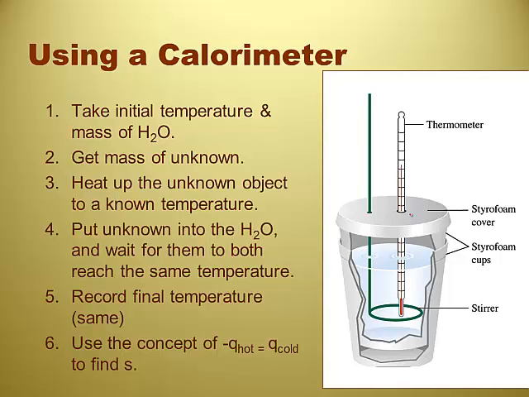Now that might sound tricky, but if you place the object in boiling water and leave it in there long enough, you know it's going to be about 100 degrees Celsius. Because if it's in boiling water, whatever the water's boiling at, that's the temperature of the object, right? Right, and we know that water boils at 100 degrees Celsius. Step number 4 here, put the unknown into the water and wait for them both to reach the same temperature.